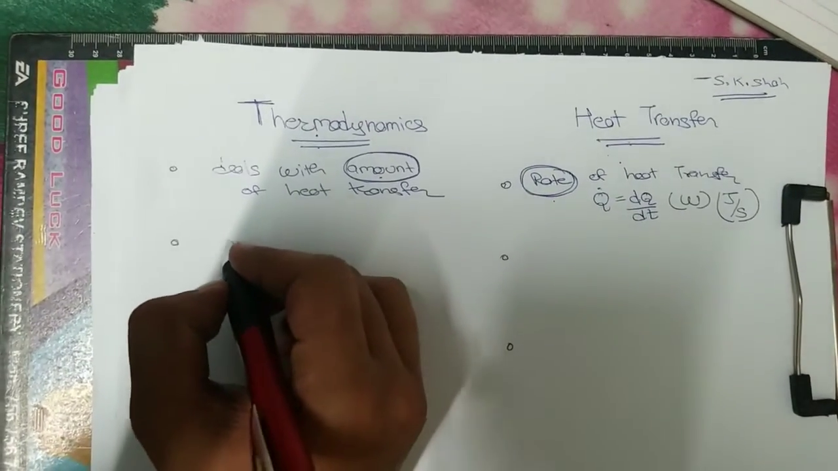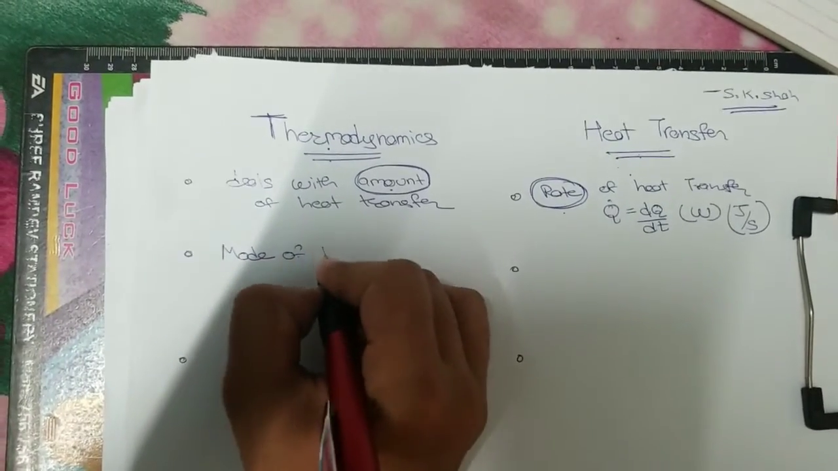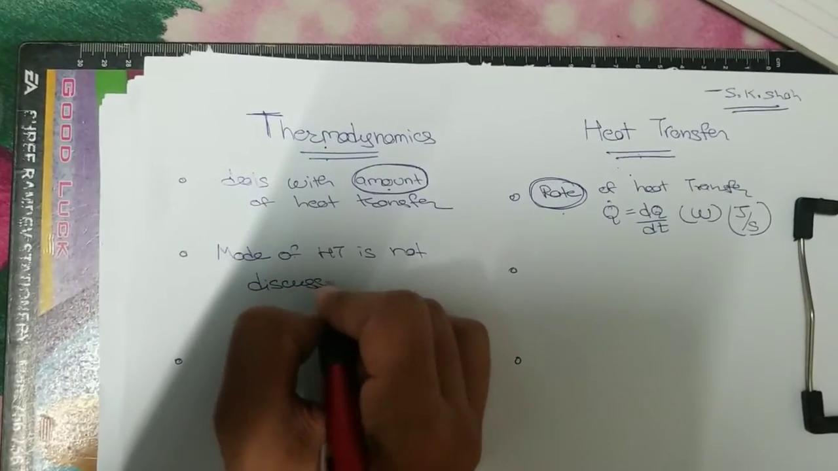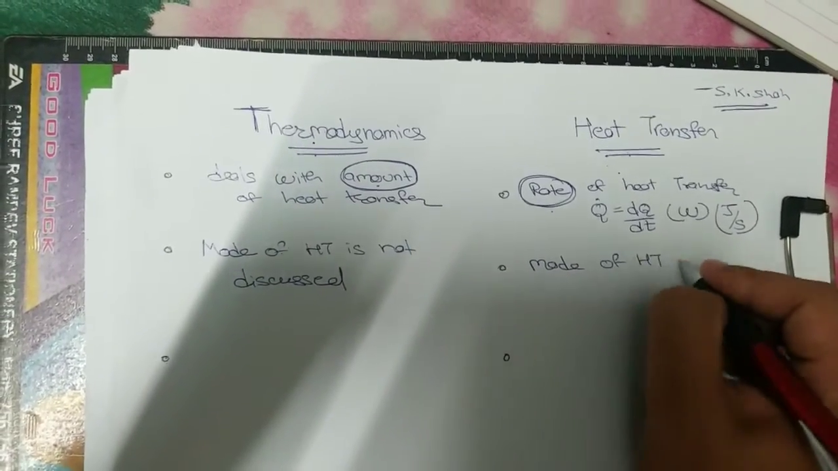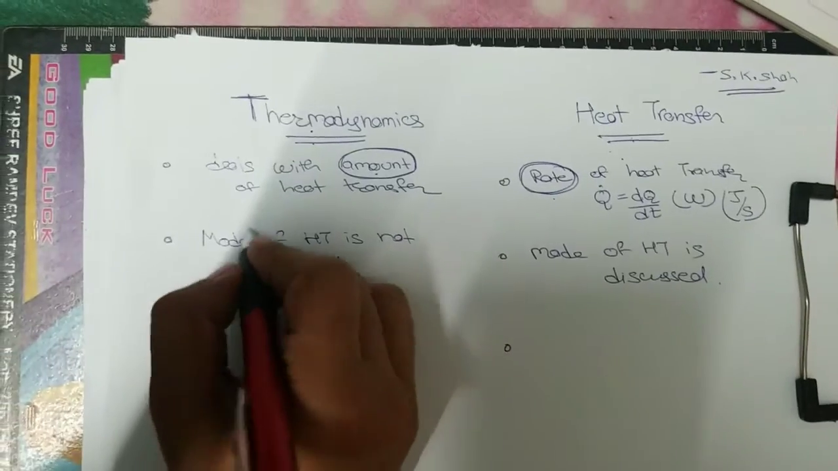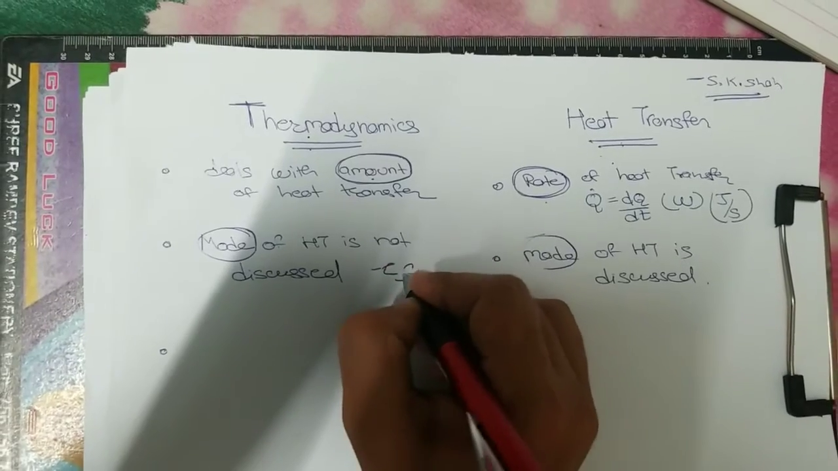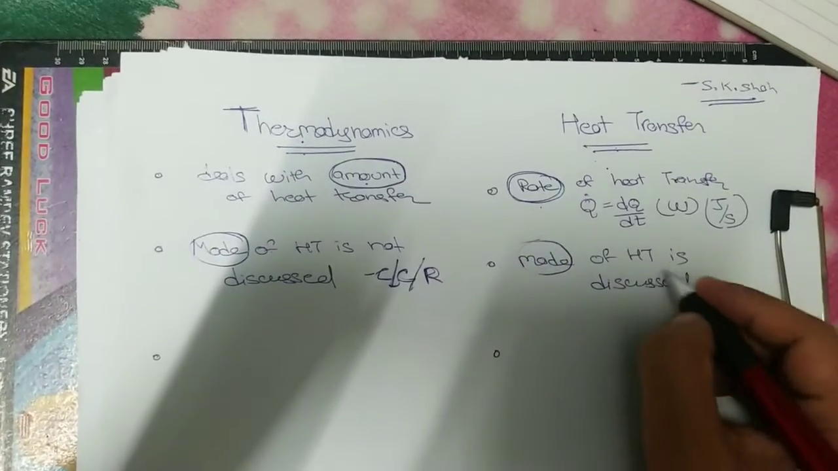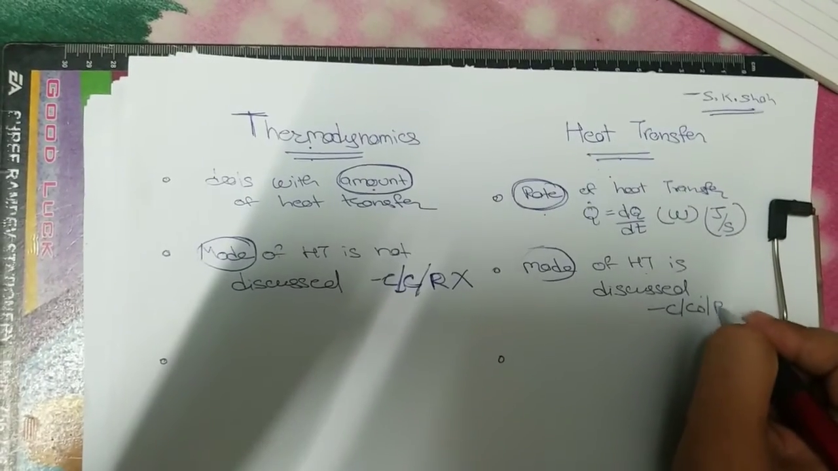The second difference is that in thermodynamics, the mode of heat transfer is not discussed, while in heat transfer, the mode of heat transfer is discussed. What does mode here mean? Mode here means conduction, convection, or radiation. These three modes of heat transfer are not discussed over here, while these modes of heat transfer are discussed over here: conduction, convection, or radiation.